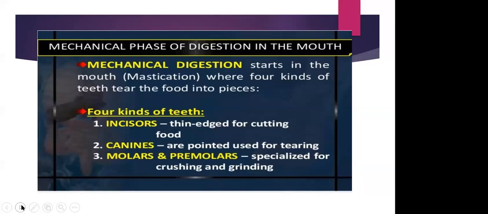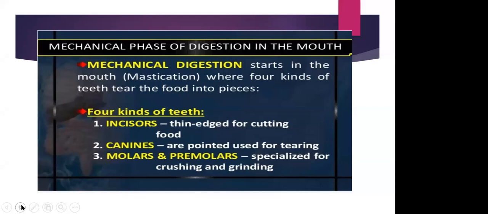The oral cavity is composed of four kinds of teeth along with the tongue. Along with the tongue, the mechanical digestion will take place. What are the four kinds of teeth here, children? Incisors, canines, molars, and premolars.